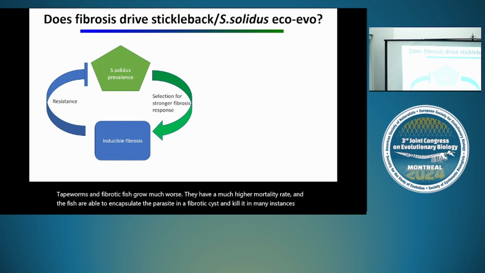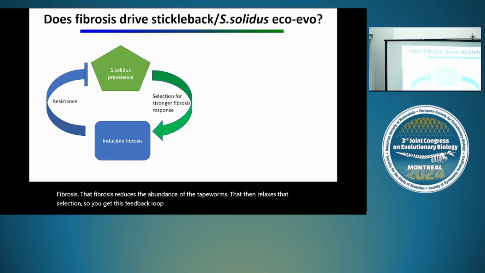So fibrosis is induced by infection, but we also know there's heritable variation for that induction. And so we might expect that when there's abundant tapeworms, they select for more fibrosis. That fibrosis reduces the abundance of the tapeworms, that then relaxes that selection. So you get this feedback loop.